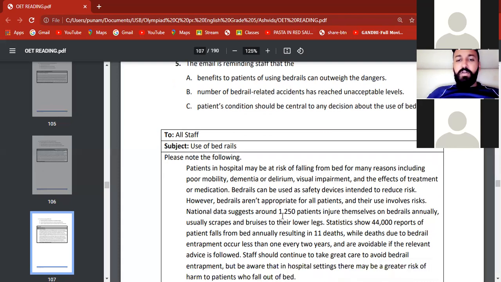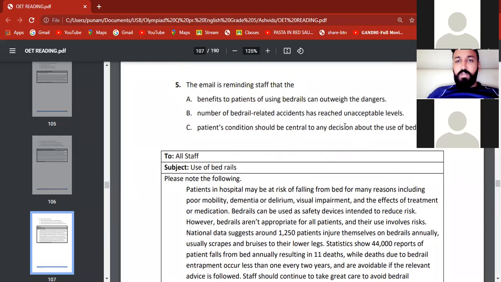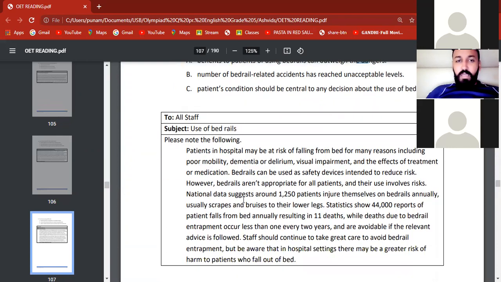However, bed rails aren't appropriate for all patients and their use involves risks. So here, see, risks. But it doesn't say that the benefits are higher. It just says they can be used as safety devices. That is all it's saying. National data suggests about 1,250 patients injure themselves on bed rails annually.